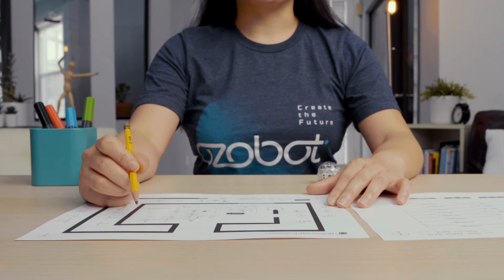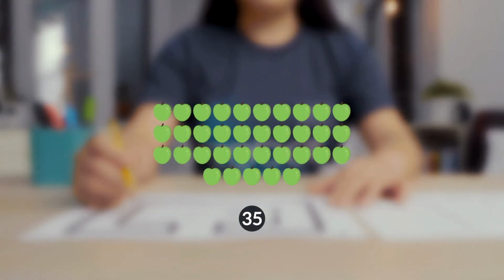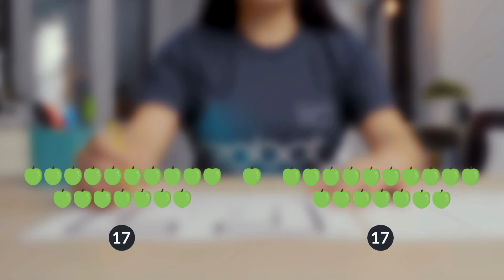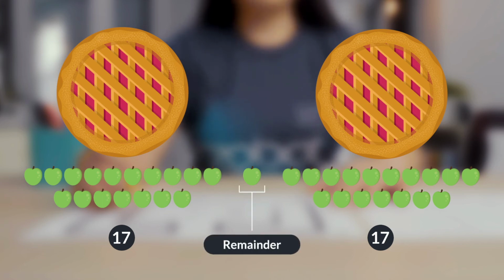Now you may be wondering what this leftover 1 represents. Let's say, for example, we have 35 apples. We need to divide those apples evenly amongst 2 very big pies we're making. Each pie would contain 17 apples, and we would have 1 apple remaining. The 1 leftover apple is our remainder.